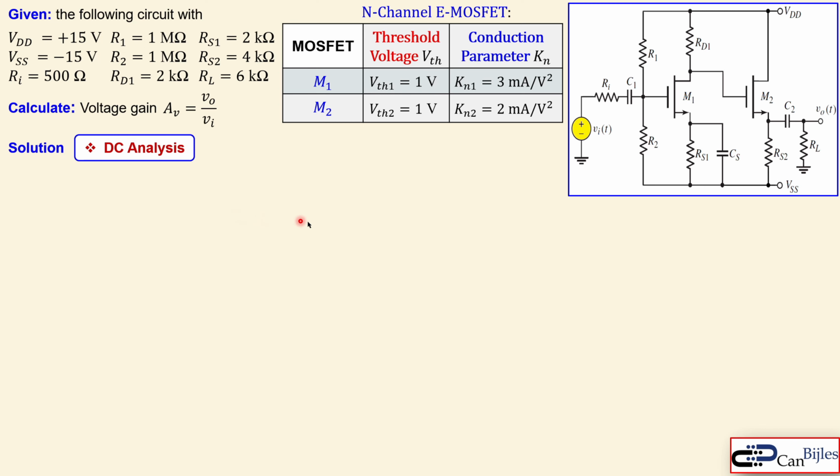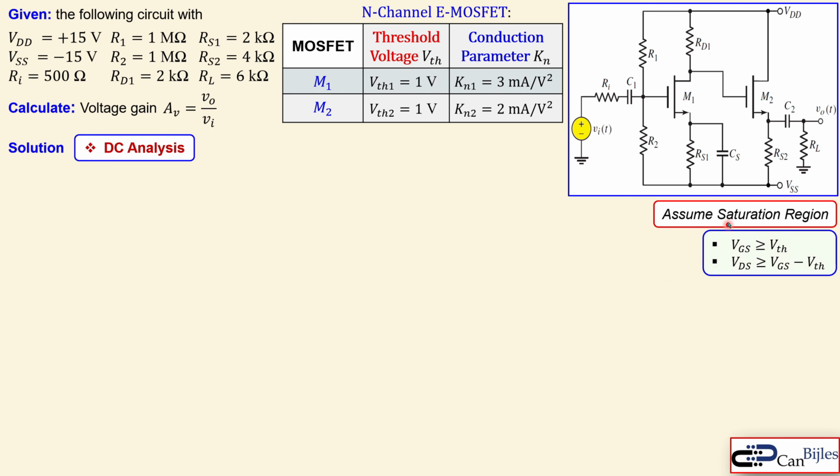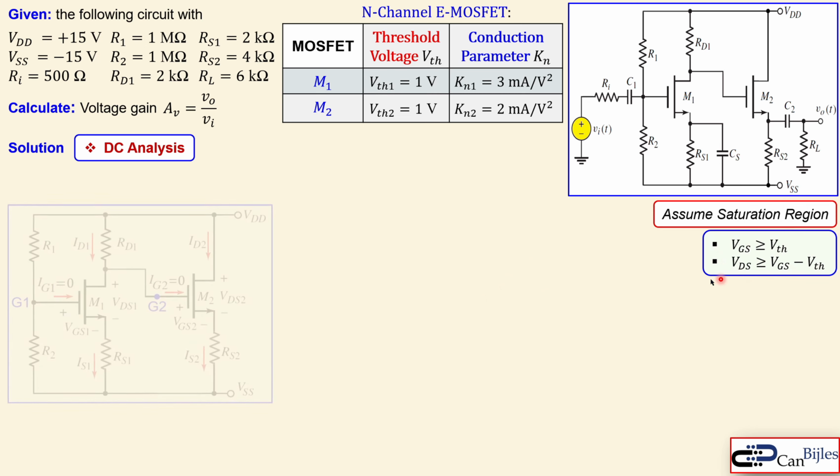In the DC analysis, we know that the capacitors will be an open circuit, so we are left with only this part of the circuit. We also assume for the operation of the MOSFETs that they are operating in the saturation region, so we have a quadratic relationship for our drain current. But in order to satisfy the region of saturation, we need to satisfy these two conditions. We will check it afterwards. So we just assume it and check after this analysis whether it is correct or not.